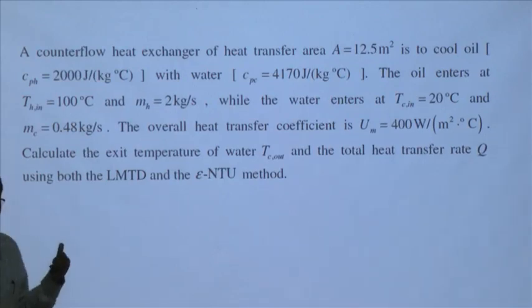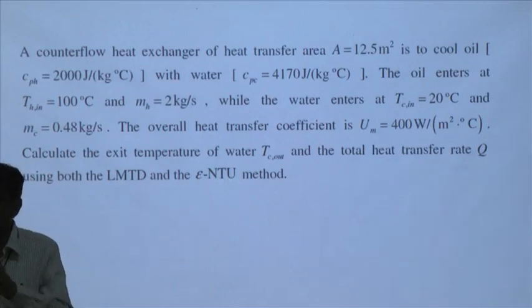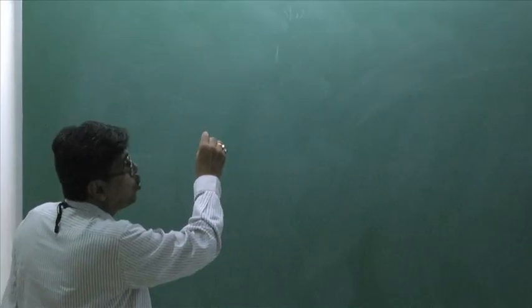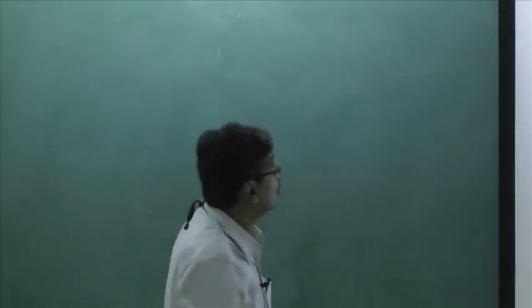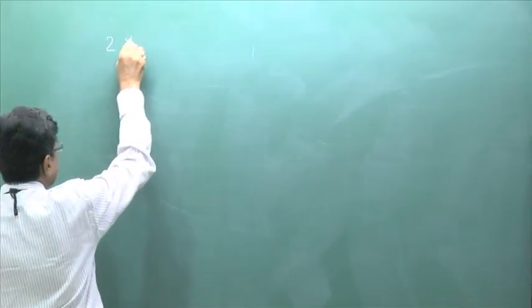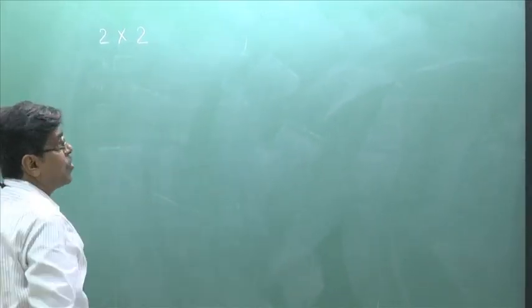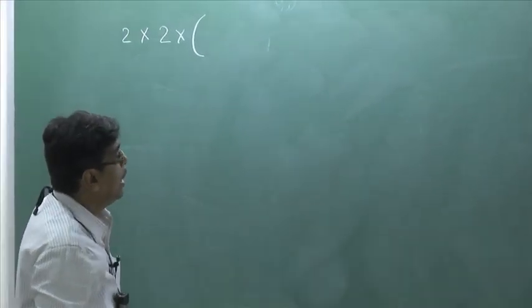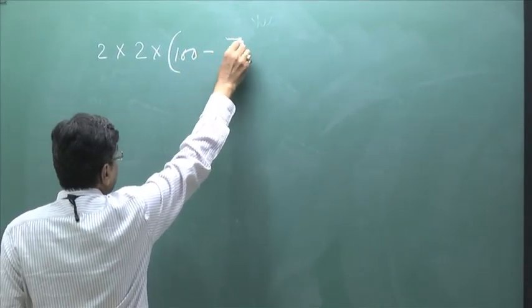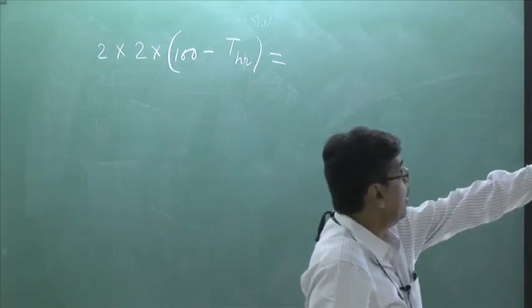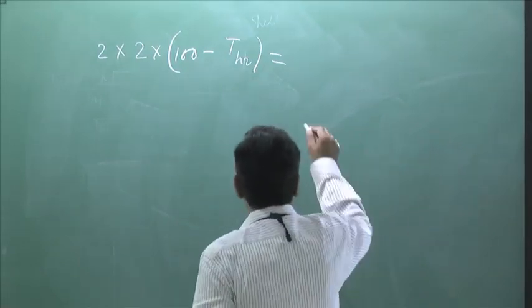Now an idiot will start with the NTU epsilon method, but it is told we have to do both. If nothing is told, I can start with LMTD. Now you see how difficult LMTD is. Now what is m dot h? You tell me, m dot h is 2 kg per second, yes. 2 into, what is the specific heat? 2 kilojoule. I am writing in terms of kilojoule, it will cancel. Then TH1 is the oil enters at 100 minus TH2 equals to what? Water enters at 20 degrees Celsius, 0.48.